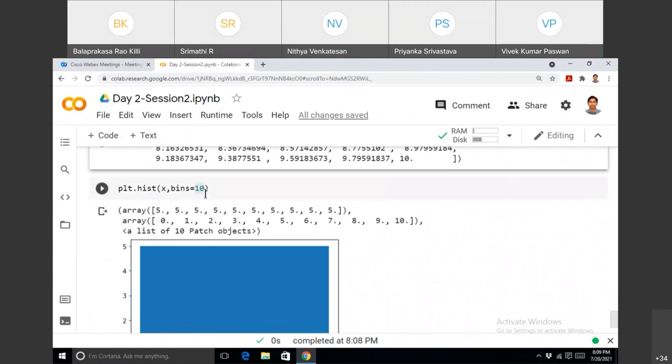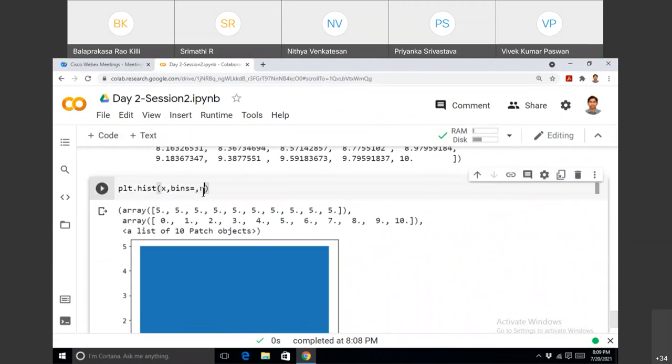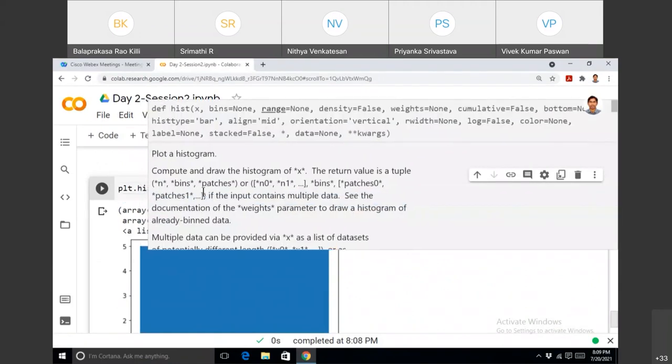But there is no separation between bins. How to separate those bins? There is an option called rwidth. Let me give rwidth equals 0.9. Let me see what will happen.